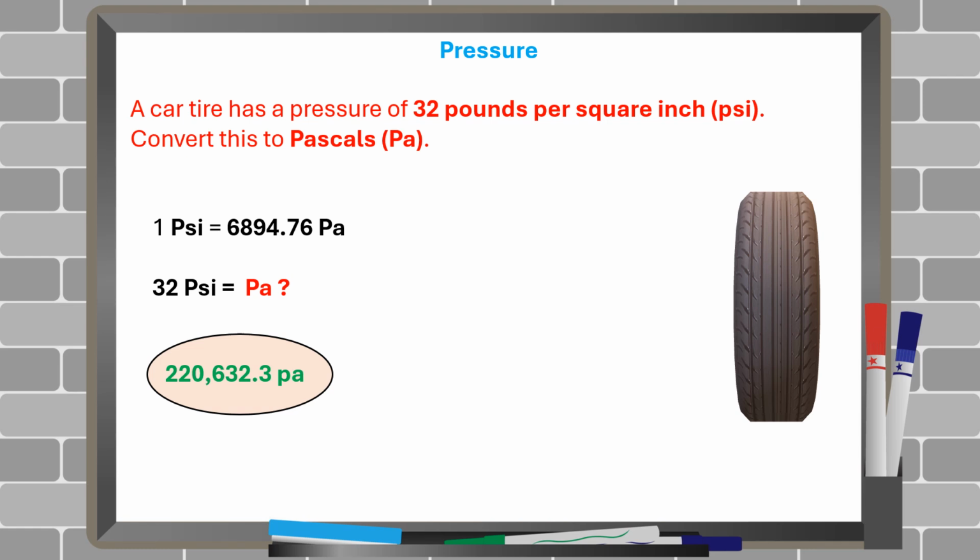So, let's convert. The conversion factor we need is 1 psi equals 6894.76 pascal. Let's multiply. So, the tire pressure is 220,632.3 pascals. To put this into perspective, atmospheric pressure at sea level is about 101,325 pascal, so your car tire is holding more than twice that pressure.